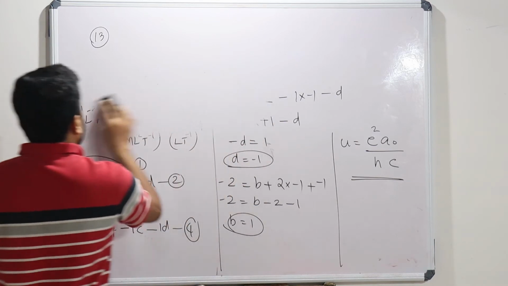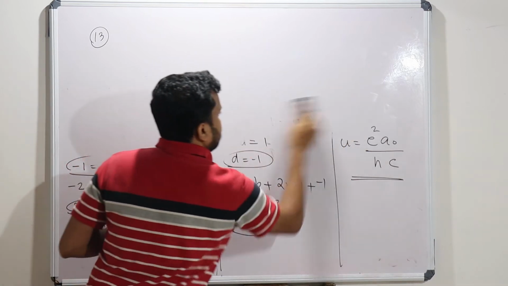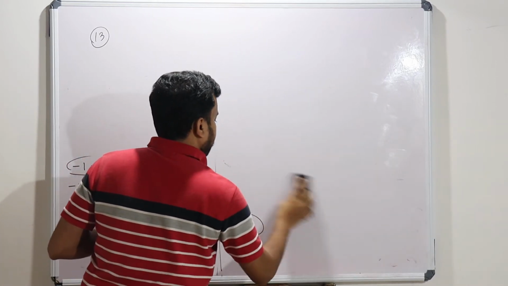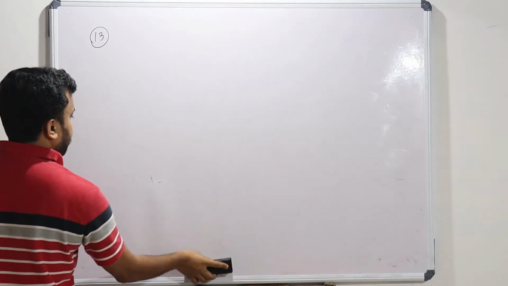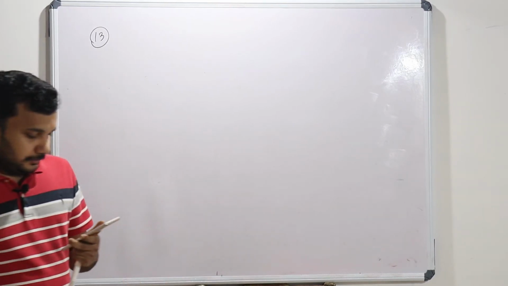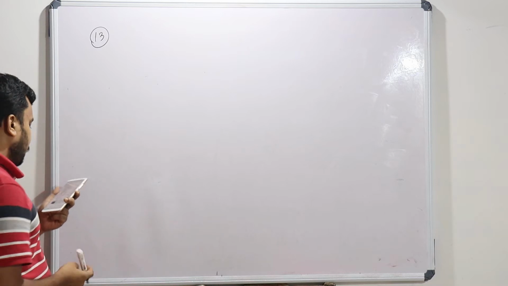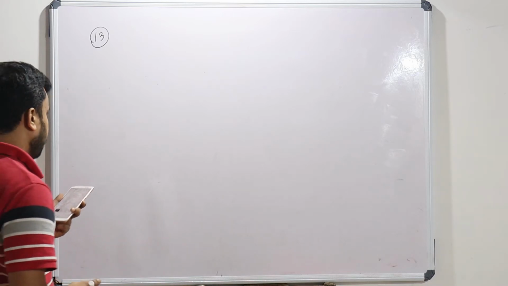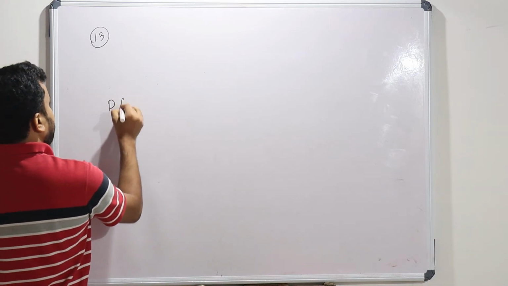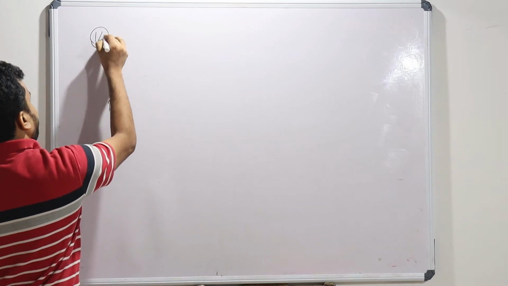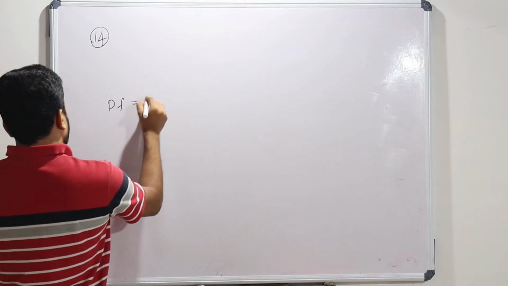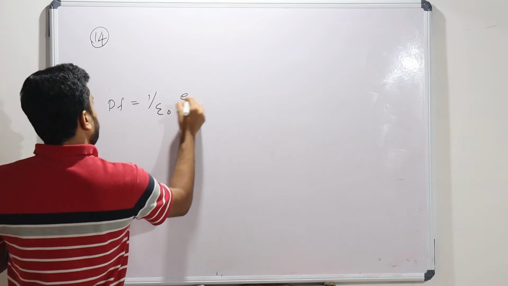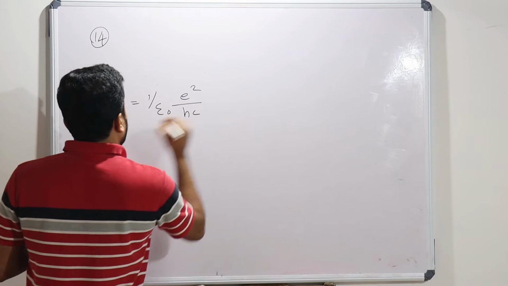Question number 14. Dimension formula of 1 by epsilon 0 E square by HC. We need to find out the dimension formula.